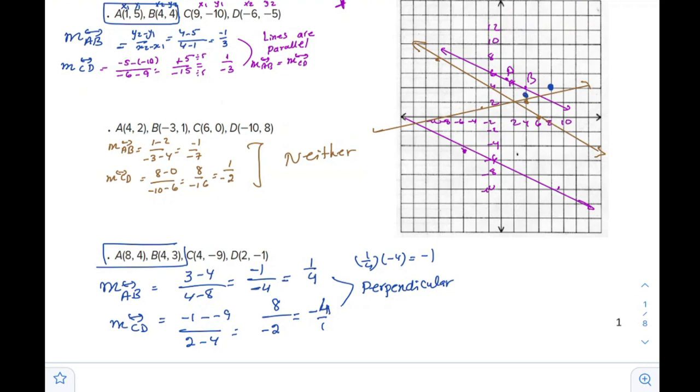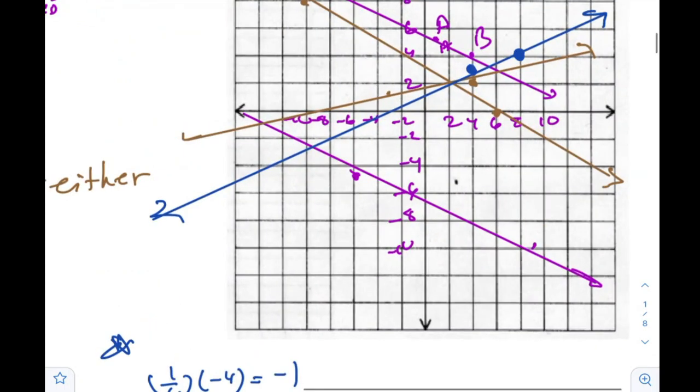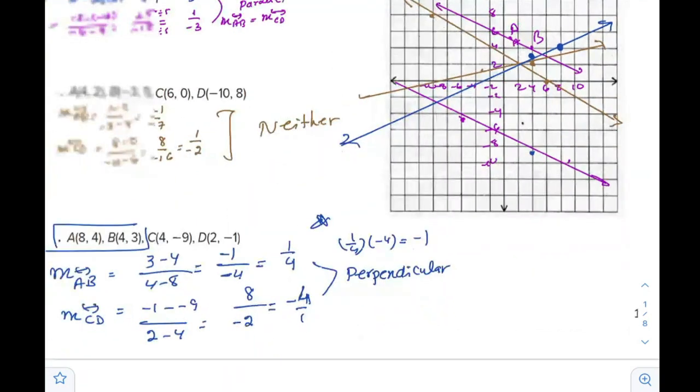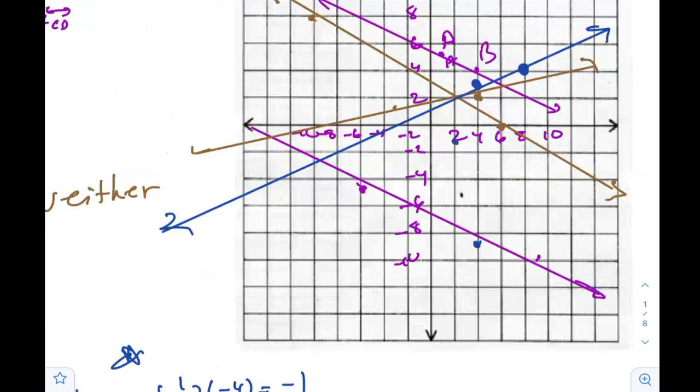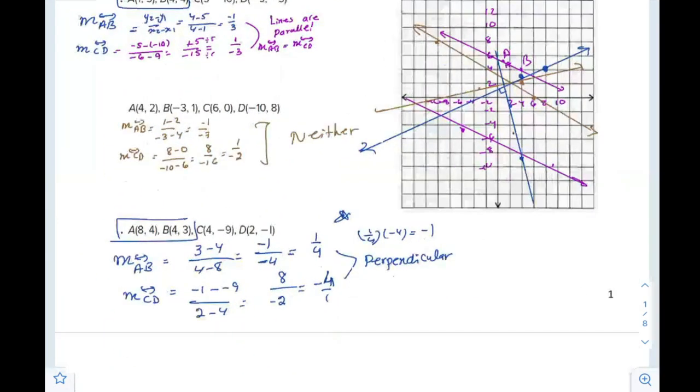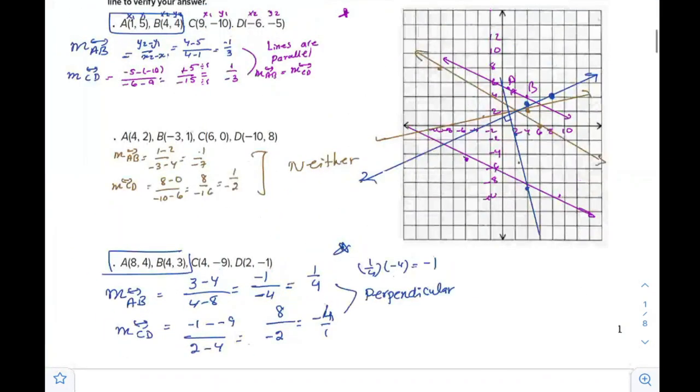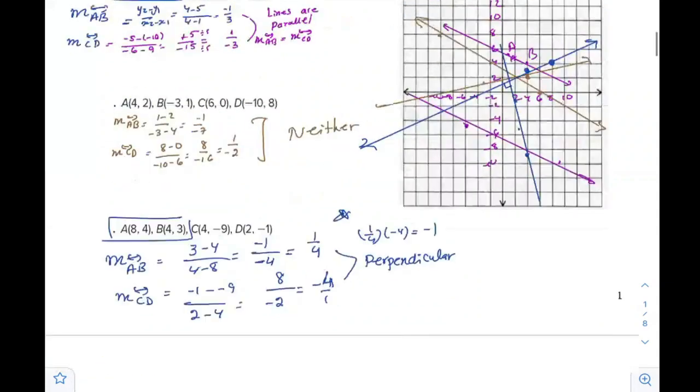And this is the line. This is the blue line here. Now C is 4 and -9. We have D is 2 and -1, somewhere here. And when you match, actually, they look perpendicular. This angle should look kind of a right angle. So these lines are perpendicular. Okay, great. So we have taken a case.